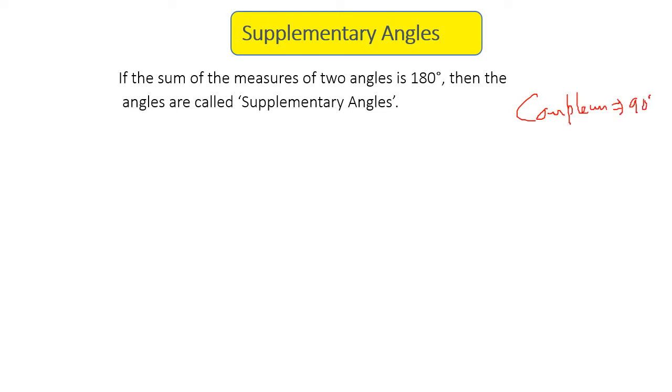90. I'm not writing the full word, and supplementary is equal to 180 degrees. Just for remembering, I'm not writing the correct spelling here. It's just a shortcut, just to remember. So complementary 90, supplementary 180. Please remember like this, right?